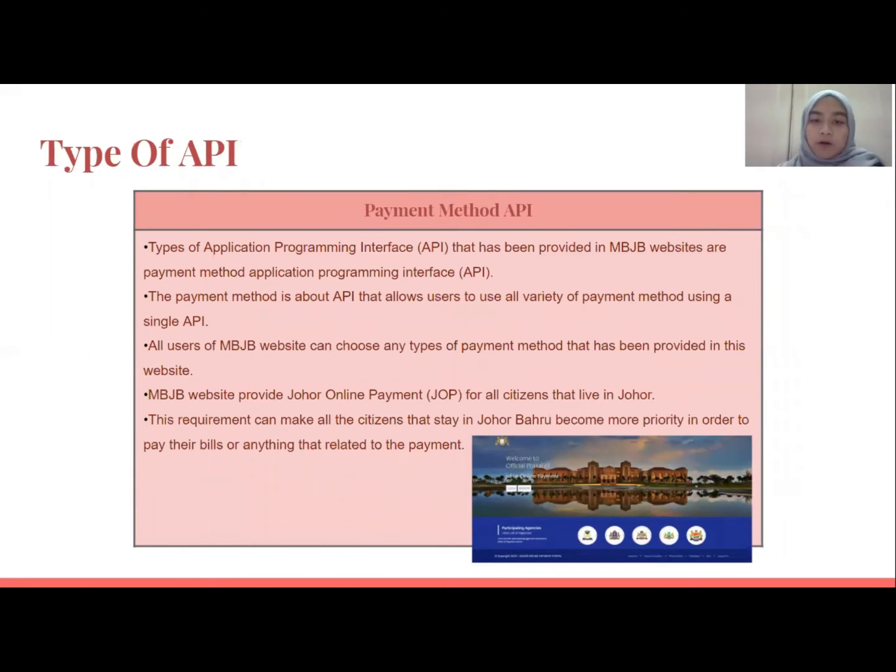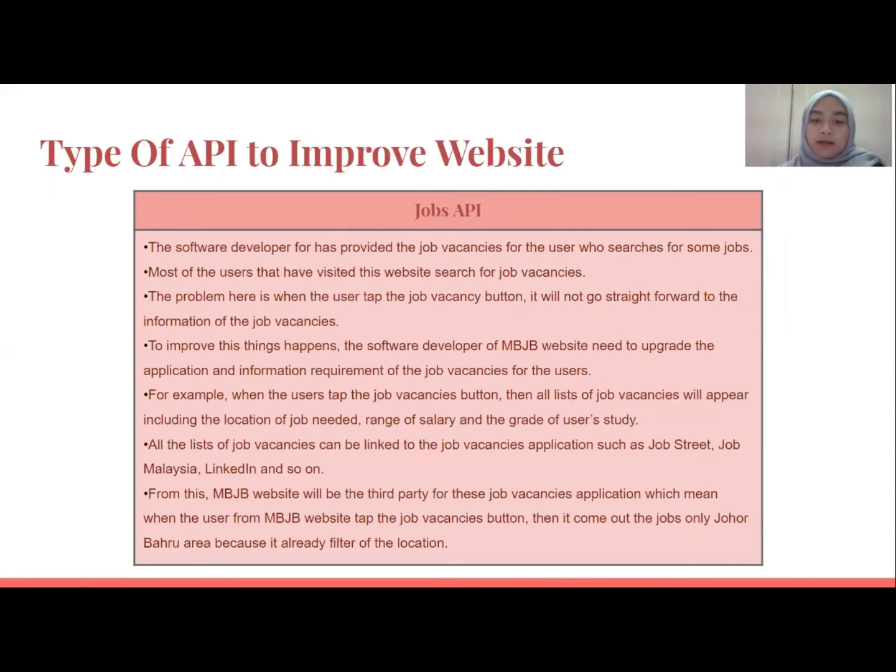Next is type of API. The MBJB website has provided Johor online payment for Johor Bharu citizens to do their payments and bills. Then, the type of API that may improve the website is the Jobs API. By being a third party of job vacancy applications, it can let users search for jobs through Job Malaysia, Job Street, and so on. Next, I will move to part 3.